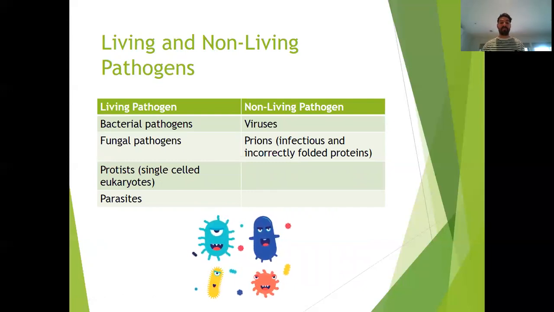So our living ones, things like bacteria, we know they're living, and fungal pathogens. We've got these other ones called protists, and they're just single-celled eukaryotes. So they're very, very small, but they can cause infections. And then things like parasites.